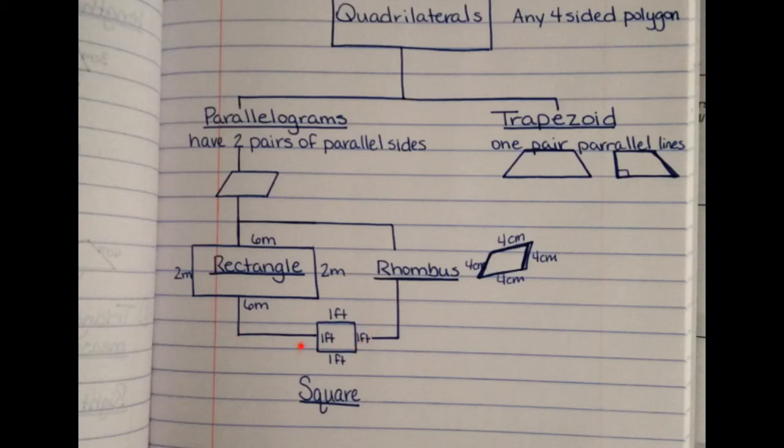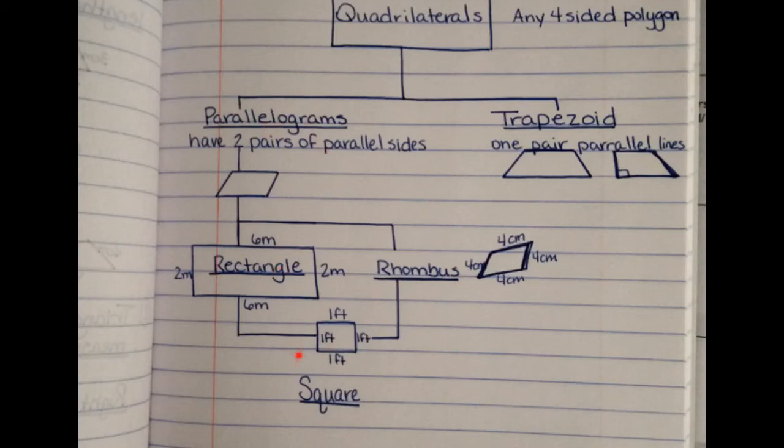Then you're going to come around and draw a square. All its sides match up. And a rhombus. All of its sides match up. So a rhombus is a parallelogram, is a quadrilateral. A rectangle is a parallelogram and a quadrilateral. A square is a rectangle and a parallelogram.